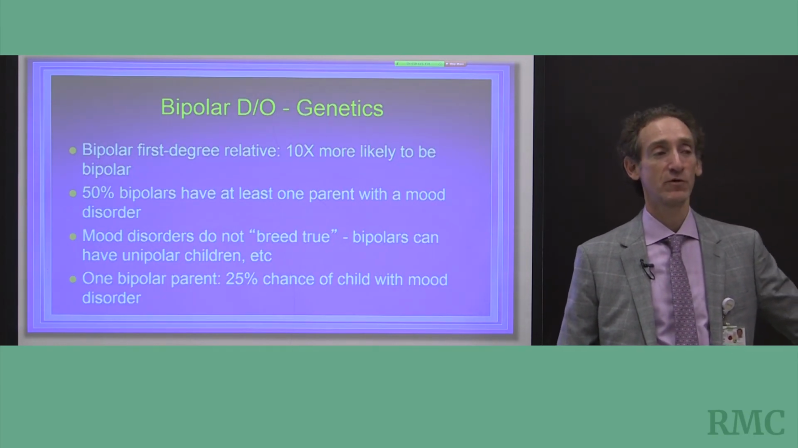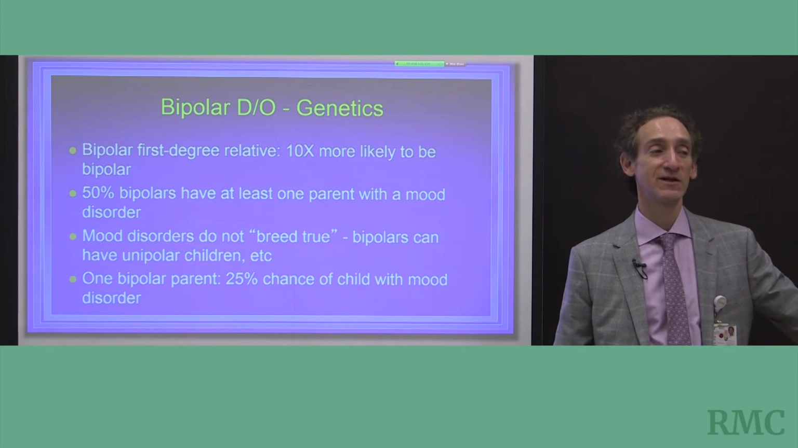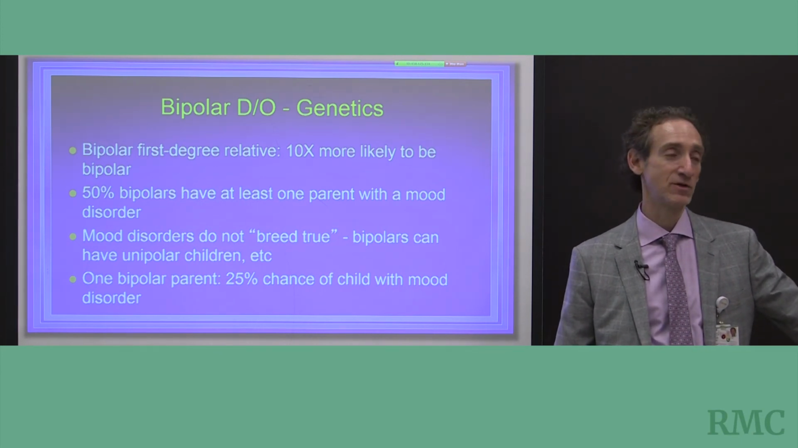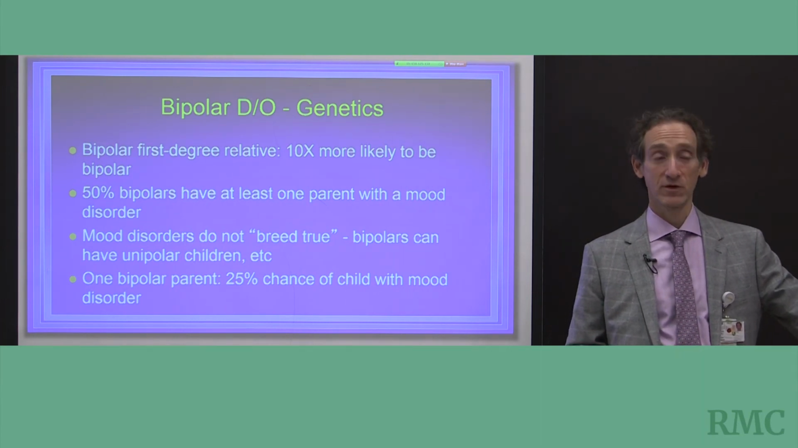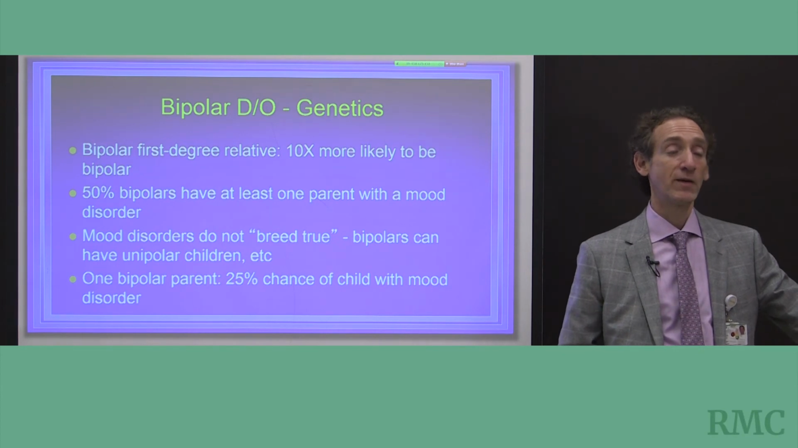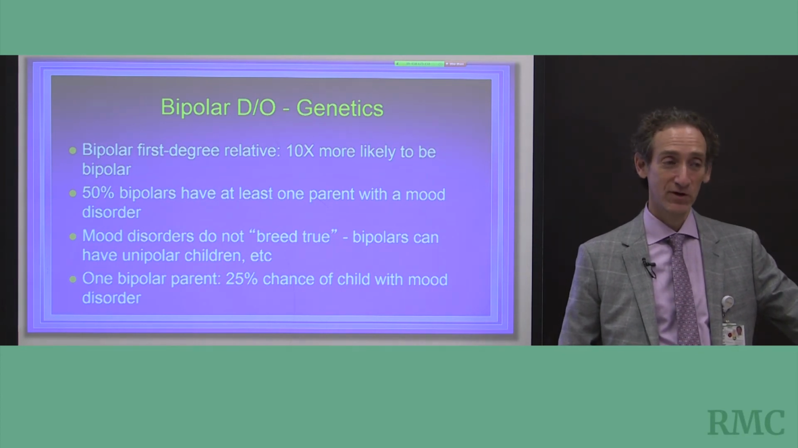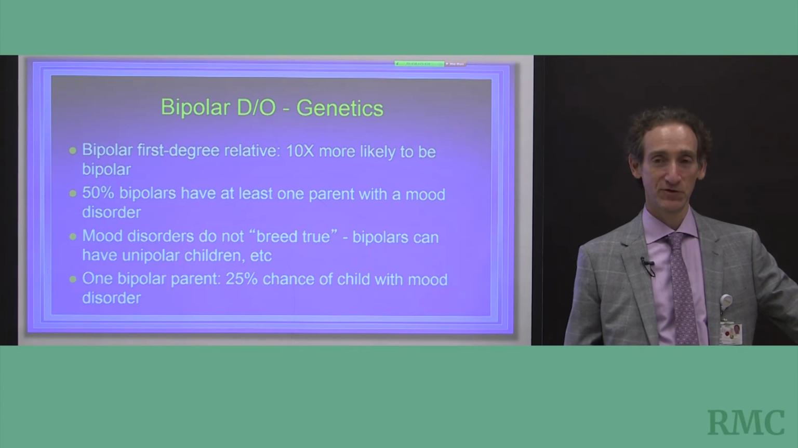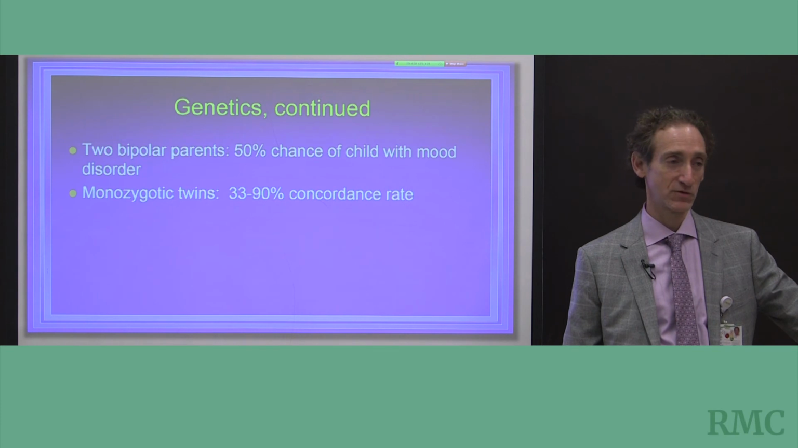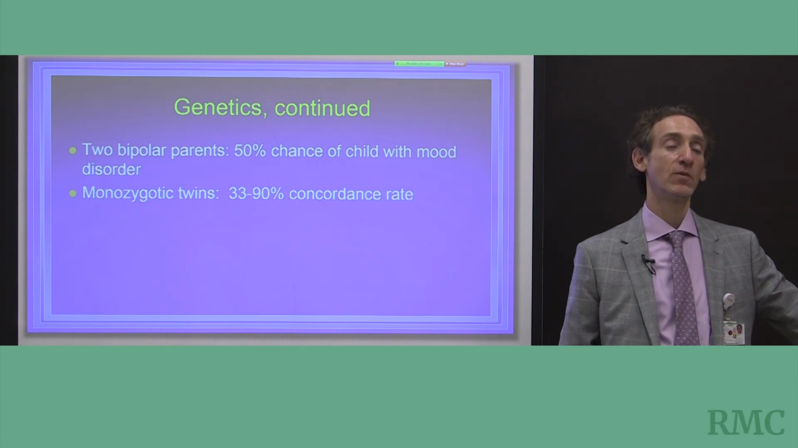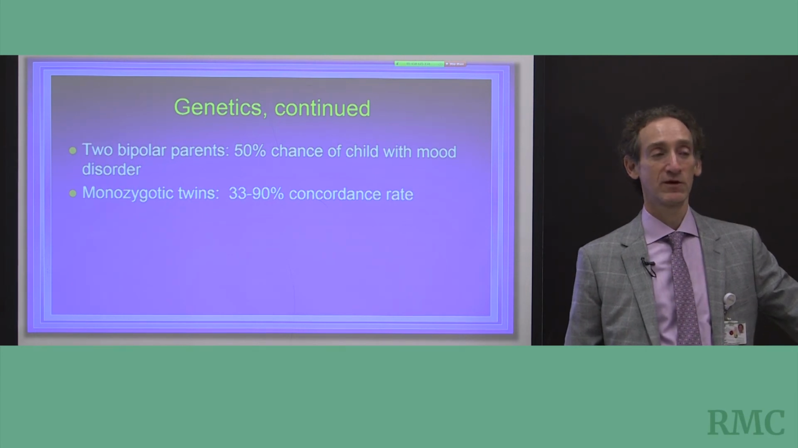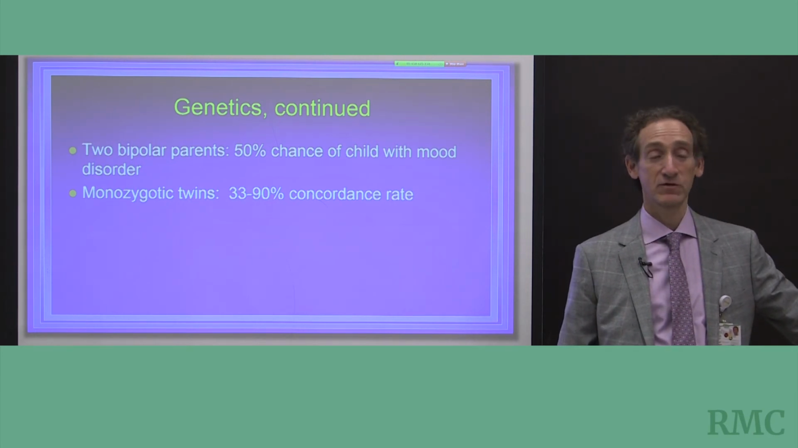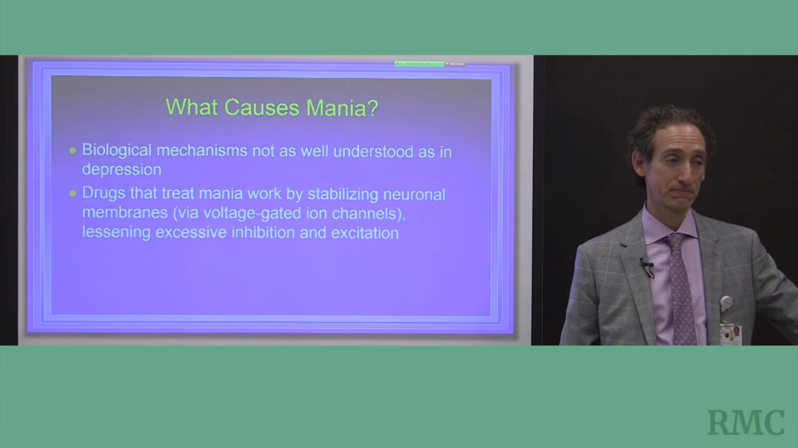So bipolar first-degree relatives are 10 times more likely to be bipolar than the general population. 50% of people with bipolar have at least one parent with a mood disorder. Bipolars can have unipolar children, etc. And if you have one bipolar parent, there's a 25% chance of a child with a mood disorder, and the mood disorder can be depression or bipolar disorder. With 2 bipolar parents, the child has a 50% risk, and monozygotic twins have a third to almost 90% concordance rate.